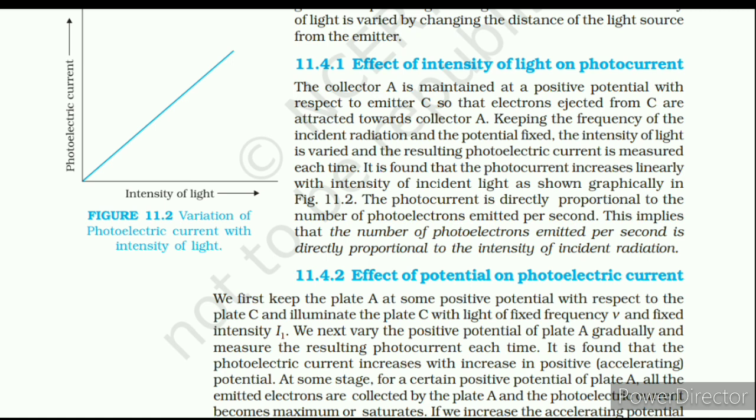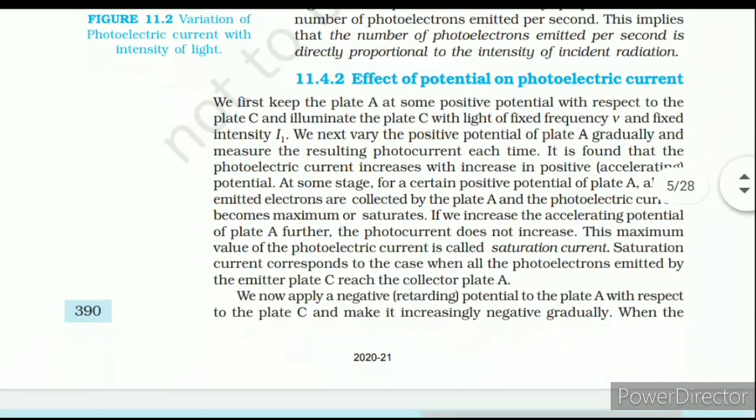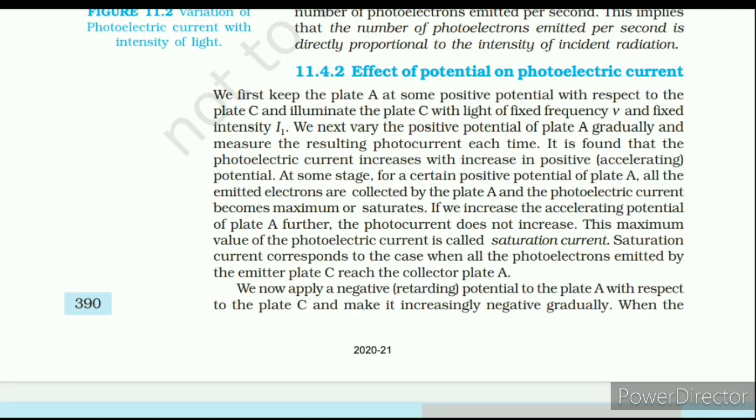In other words, the maximum kinetic energy of photoelectrons depends on the light source and the emitter plate material, but it is independent of the intensity of incident radiation. 11.4.3 Effect of frequency of incident radiation on stopping potential. We now study the relation between frequency nu of the incident radiation and stopping potential V0. We suitably adjust the same intensity of light radiation at various frequencies and study the variation of photocurrent with collector plate potential. The resulting variation is shown in figure 11.4.